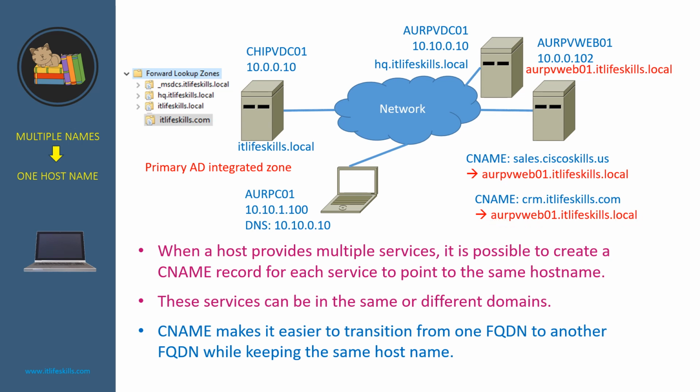Now, if we want to transition to sales.itlifeskills.com, we just add another CNAME record to point to the same hostname. So CNAME makes it easier to transition from one fully qualified domain name to another fully qualified domain name while keeping the same hostname.